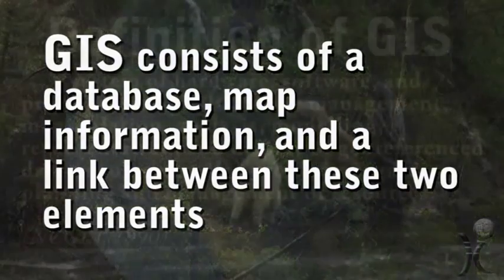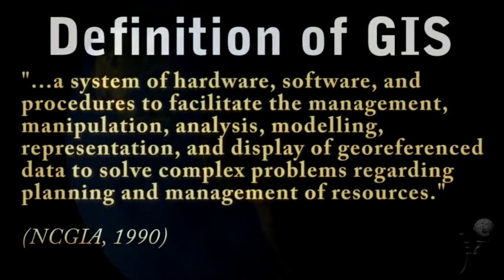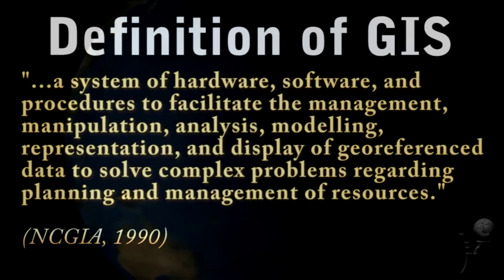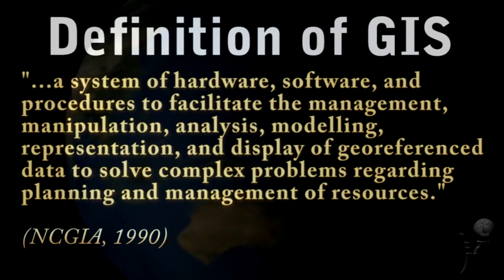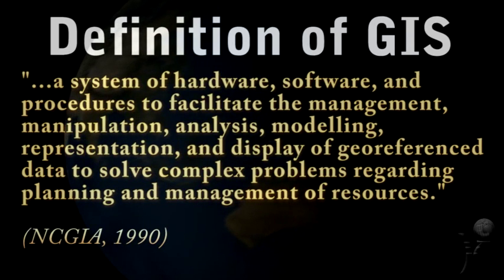A broadly accepted definition of GIS is one provided by the National Center for Geographic Information and Analysis. A GIS is a system of hardware, software, and procedures to facilitate the management, manipulation, analysis, modeling, representation, and display of georeferenced data to solve complex problems regarding planning and management of resources. A geographic information system has evolved and become very useful for many disciplines. A GIS allows us to enter new data, store the data, retrieve it, analyze it, model it, and it facilitates the creation of a cartographic product or a map.